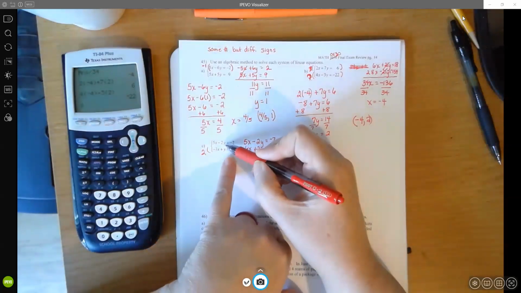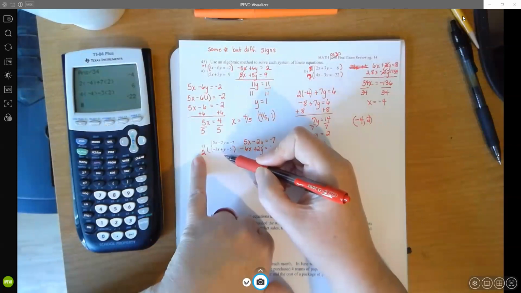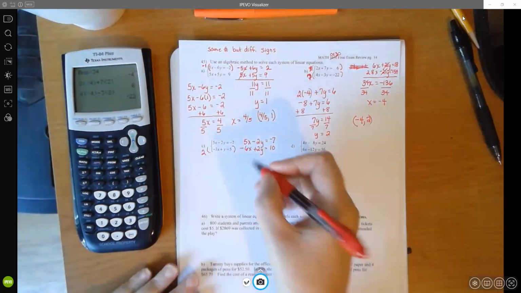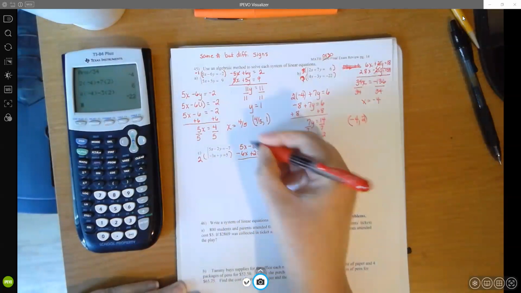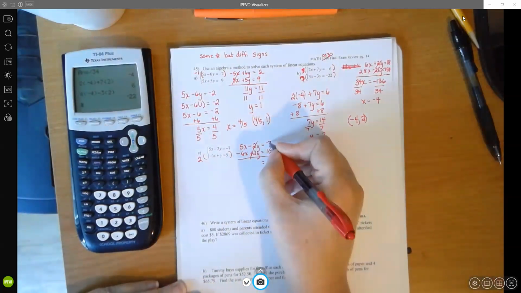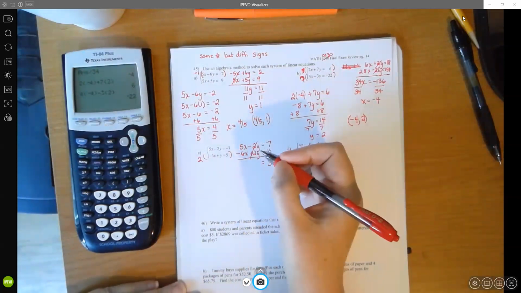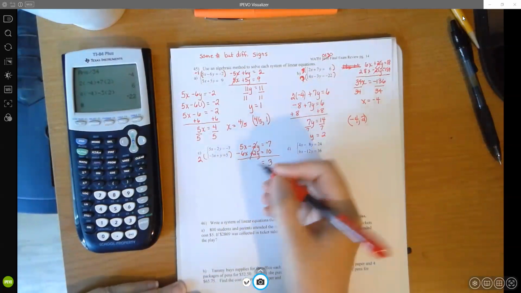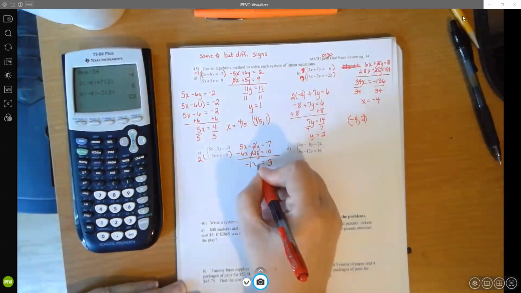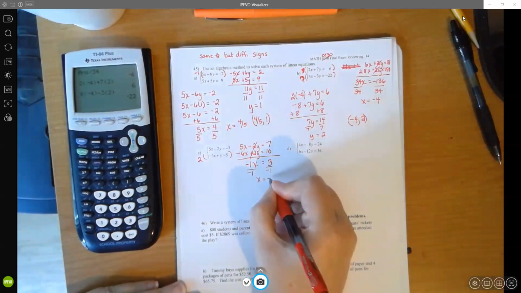In this case, look at your y's. This one's a negative 2. This one's a positive 1. How do we make it a positive 2? Well, we multiply by 2. Okay, and then we want to add these together. The negative 2 and the positive 2 disappear. Negative 7 plus 10 is 3, and negative 5 plus a negative 6 is a negative 1x. And then we divide by negative 1, and x equals negative 3.